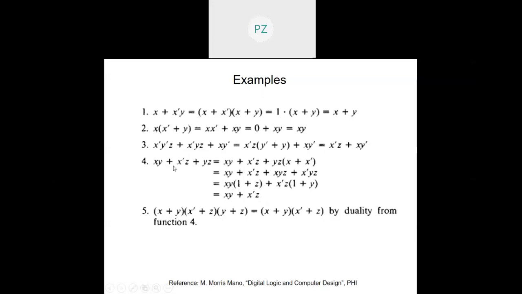And you take the dual of it: replace and by or, or by and, and by or, and or by and. So I get the left hand side of the given expression. Now let me go on to the right hand side. So this will become x plus y, and this becomes and, so x dash plus z, by duality from function 4. So these are some of the examples that I have taken up.